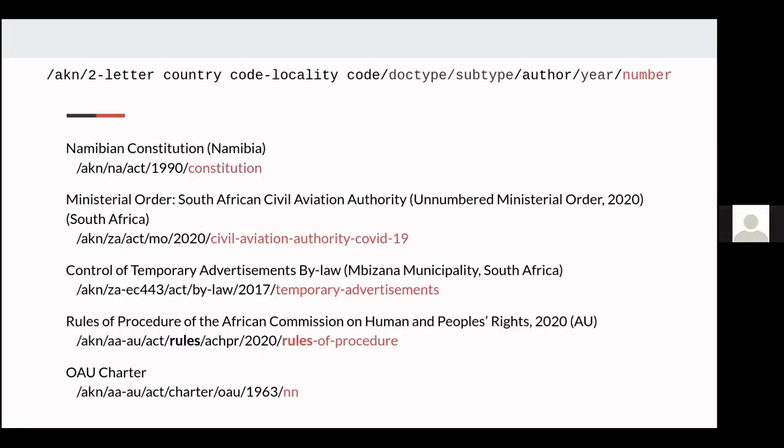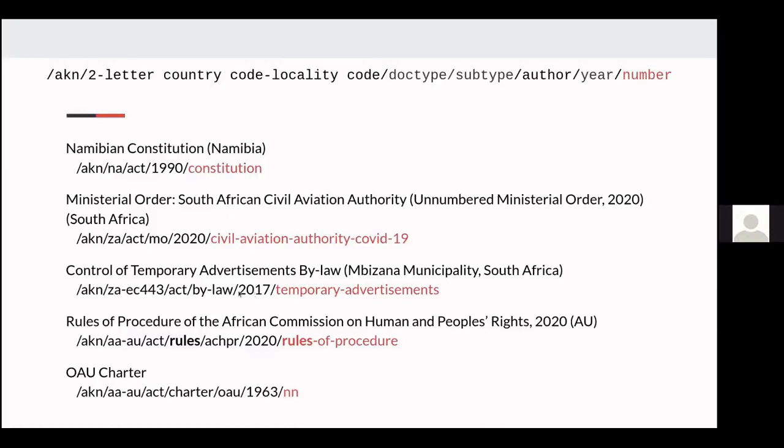Sometimes regulations, well, this was actually a clerical error because ministerial orders should have a number, but it didn't have one. So we give it a descriptive title instead. We don't repeat the subtype. So even though ministerial order was in the title of it, we're not going to include that in the number because it's included as the subtype. And COVID-19 wasn't in the title, but it definitely was about that. So we included that.